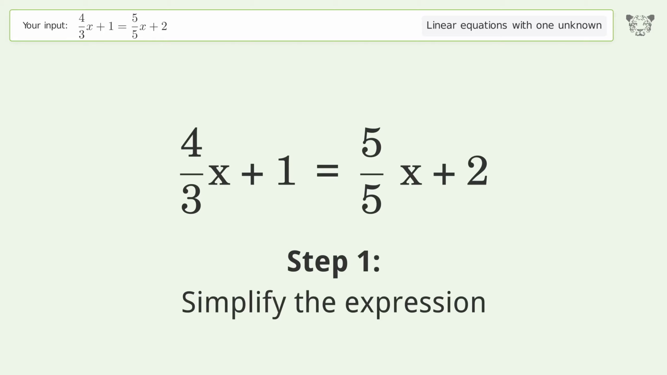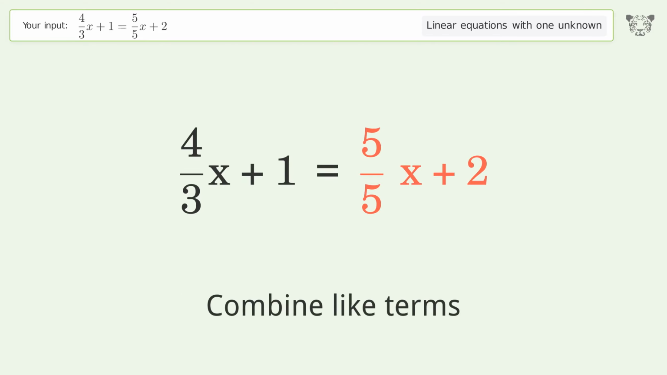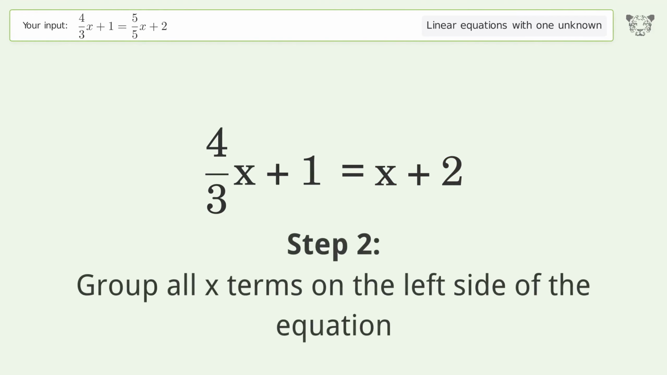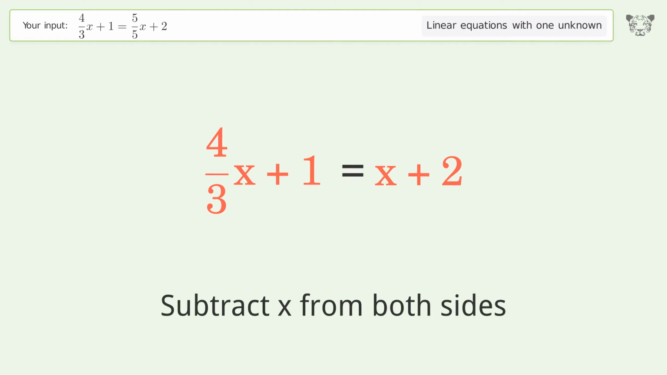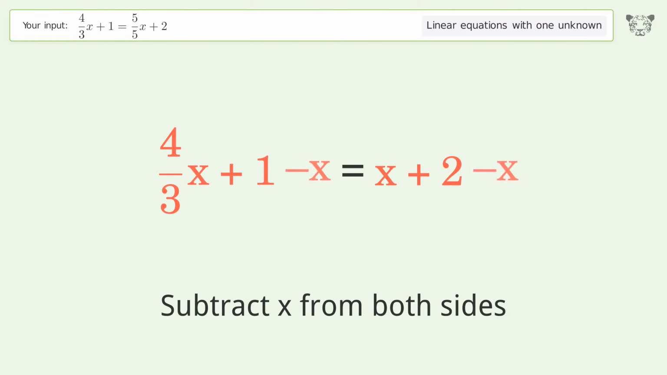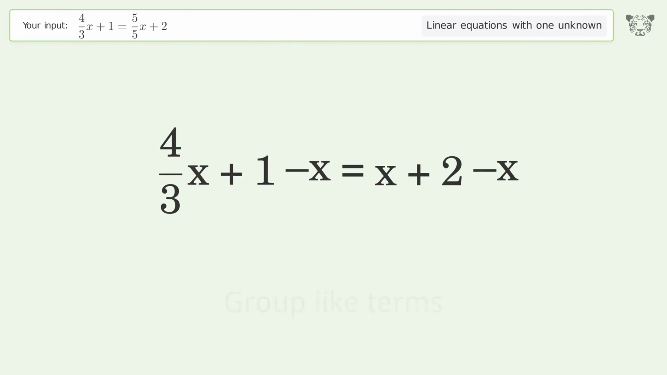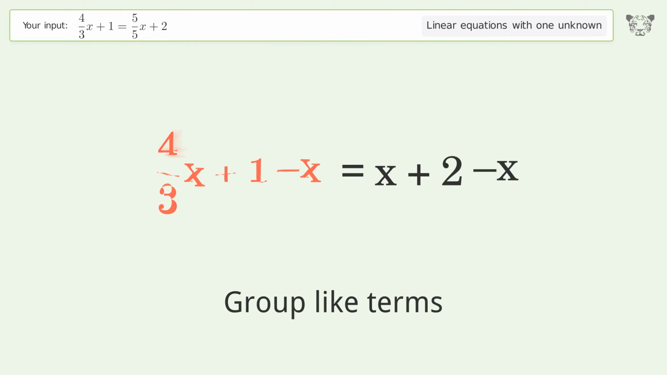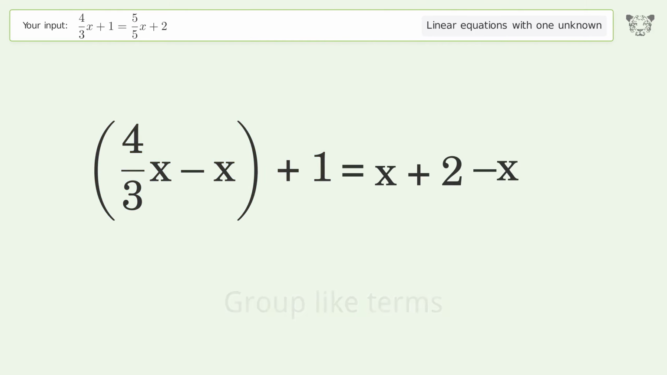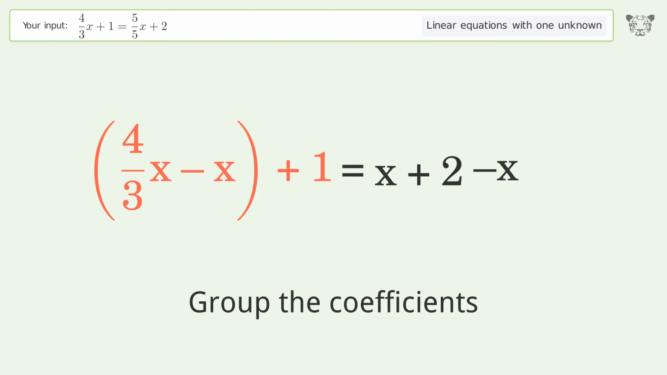Simplify the expression. Combine like terms. Group all x terms on the left side of the equation. Subtract x from both sides. Group like terms. Group the coefficients.